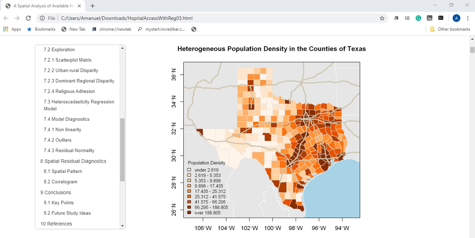This map shows the population density of Texas. As we can see from this map, the population density is highly heterogeneous, with high population densities around DFW, Austin, San Antonio, and Houston metropolitan areas, and highly sparsely populated areas around West and Central Texas.